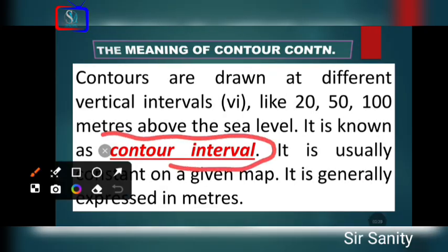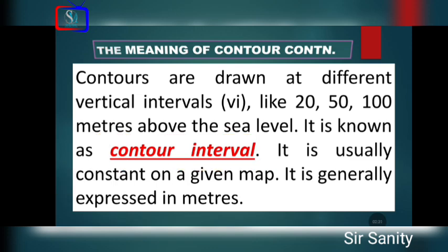So you should be able to know the contour interval, and it is usually constant on a given map. It is generally expressed in meters. So if we have 100, then maybe another one with no value on it, but you see the next one say 300, then 500, it should tell you that the difference between these contour values is 100 meters apart. You should know that.